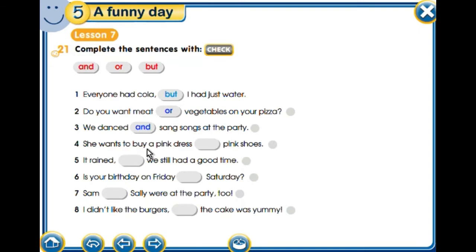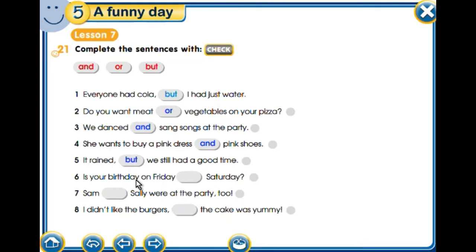She wants to buy a pink dress and pink shoes. So this is a combination between two pieces of clothes, pink dress and pink shoes. So and. It rained, but we still had a good time. So even though it rained, we still had a good time. So but.